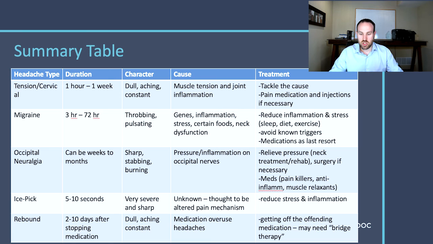All right. So the treatment across all of this, the overarching themes for no matter what type of headache that you have, the starting point should never be, let's go get medication for this. The starting point should be, let's reduce inflammation and reduce stress. Diet, sleep, exercise. So an anti-inflammatory type diet, getting rid of any potential food sensitivities that you may have. Exercising, but not overexerting yourself, doing this in a safe way. And doing whatever you can to reduce stress.